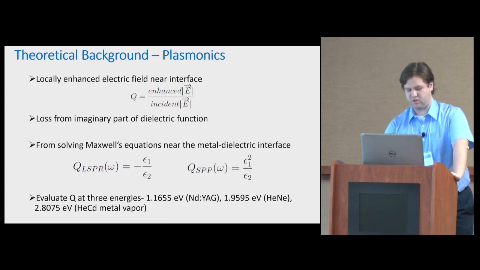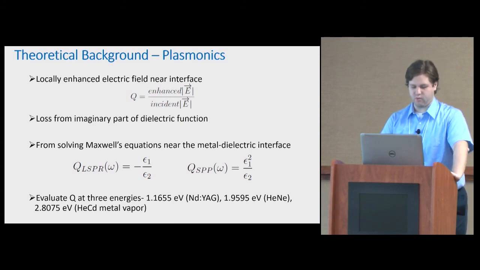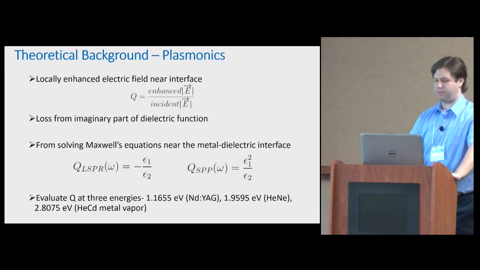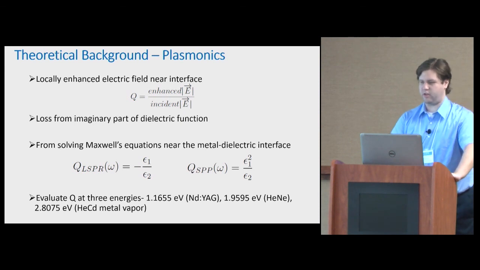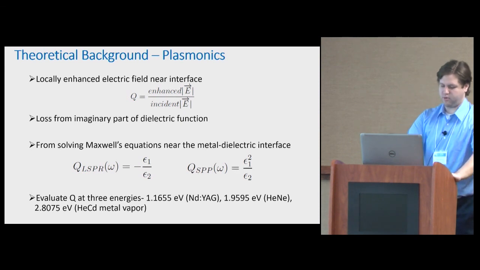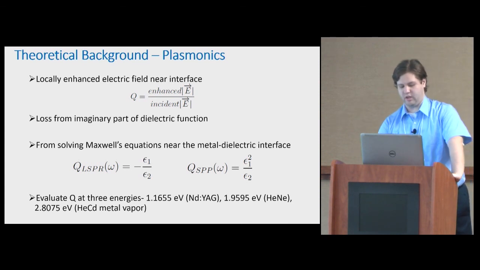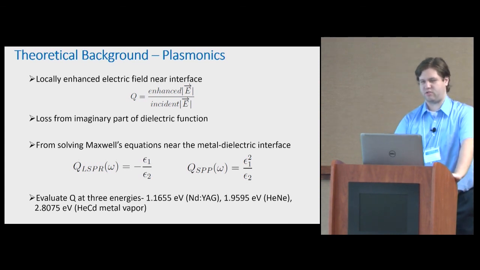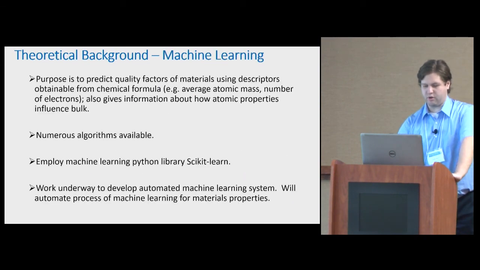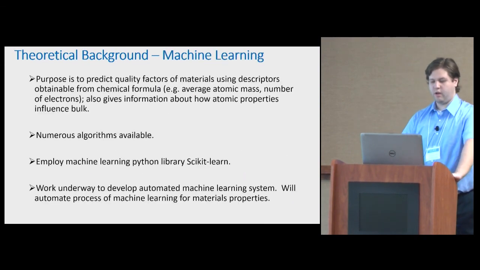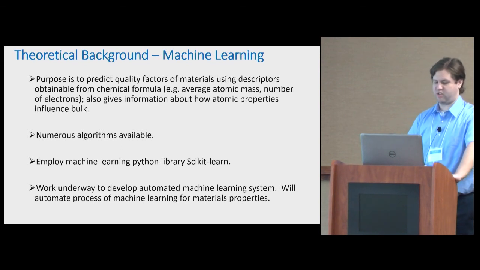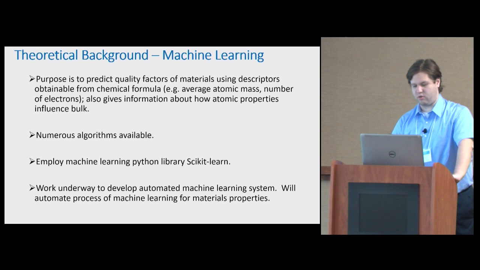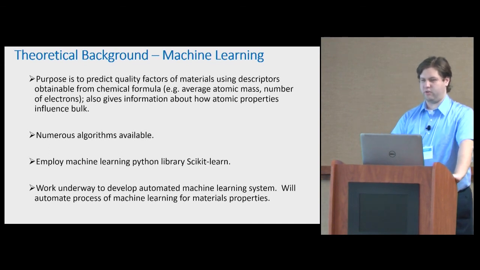And in this project, we'll consider the quality factors at 3 energies: 1.1655 electron volts, the operating energy of a neodymium YAG laser; 1.9595 electron volts, the energy of a helium neon laser; and 2.8075 electron volts, the energy of a helium cadmium metal vapor laser. So the purpose is to predict quality factors of materials using descriptors obtainable only from the chemical formulas, such as average atomic mass, number of electrons, etc. And this will also tell us how atomic properties influence the bulk properties.